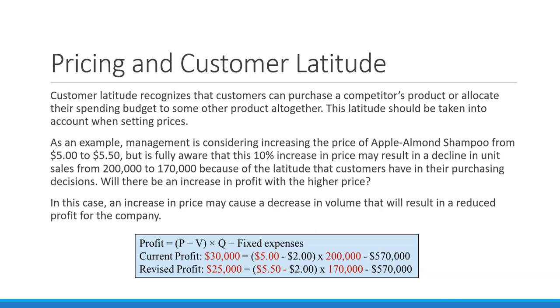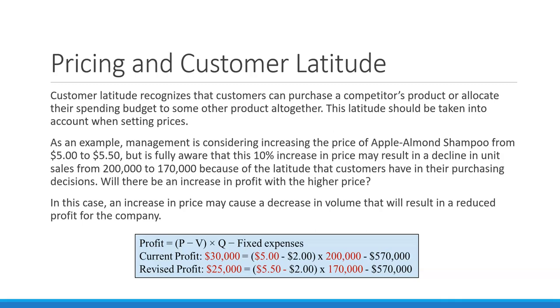Customer latitude recognizes that customers can purchase a competitor's product or allocate their spending budget to something else altogether. We have to take this into account when we're setting prices. In this example, management is considering increasing the price of our shampoo from $5 to $5.50. We are aware, however, that this 10% increase in price will result in a decline in sales because of the latitude that customers have in purchasing decisions. They can buy different shampoos on the market.